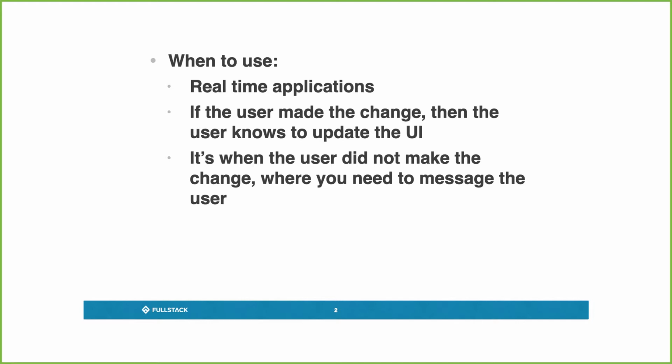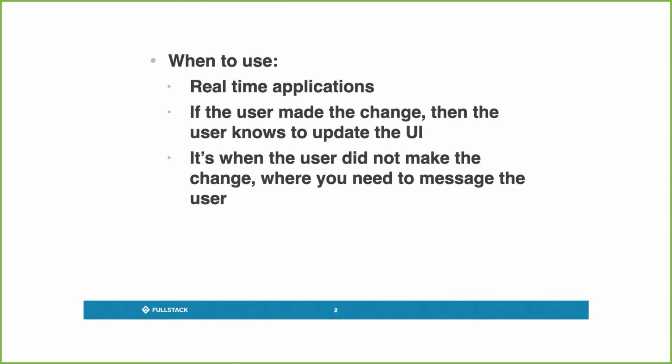It's kind of important to note that you don't need Socket.io where a user ends up initiating some change, because if the user makes the change, then the code has the ability to know that that change was made because the user made it, and to update the UI. The key here is we want to use this when the user didn't make the change, where you need to basically message the user from the server.